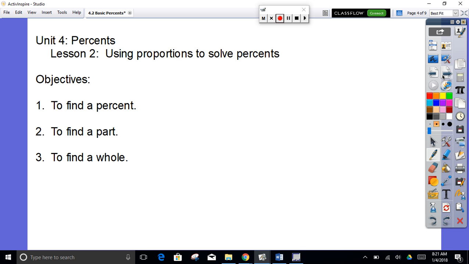Our objectives today are finding a percent, finding a part, finding a whole. This is not new or should not be new. You should have done this in elementary last year, maybe even the year before. So this is just making sure you're solid on how to find percents before we go into the 7th grade specific content.